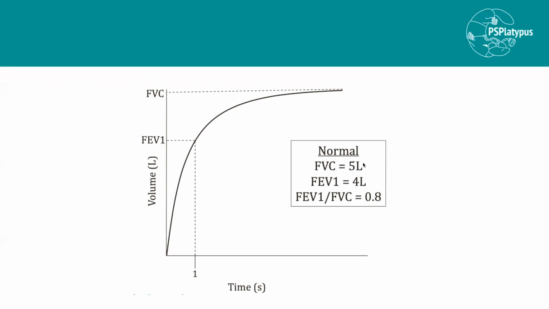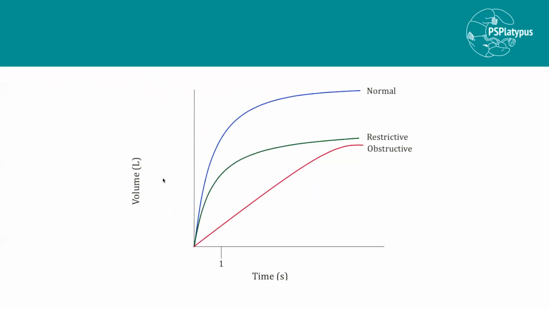Your FVC normally is around 5 liters, the amount of air you can get out in forced expiration, and 4 liters of that is expired in the first second, giving you a ratio of around 0.8. It's the normal value, the magic number you're looking for. So here's what happens in pathological states.